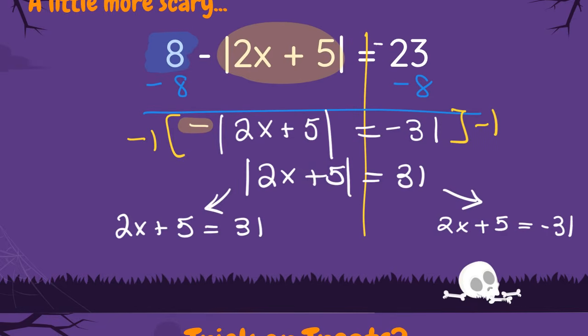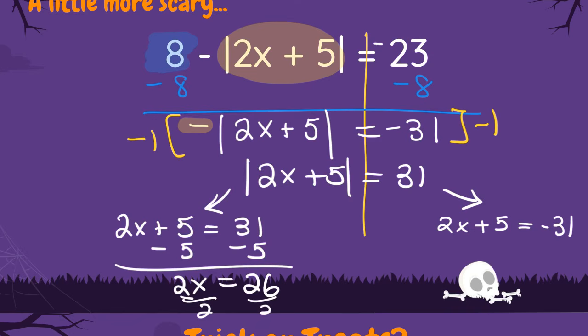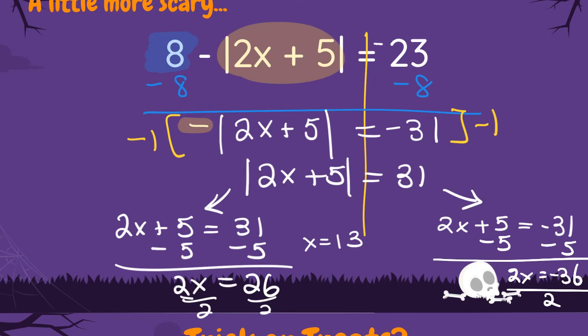Do a little more math here. That means I'll subtract 5 on this side. I get 2x equals 26. Divide by 2 and get x equals 13. Gosh, did I do that right? It just seems wrong for some reason, but okay. And then on the other side where I have negative 31, I'm going to subtract 5. That's going to give me 2x equals negative 36. I'll divide by 2. Jeez. X equals negative 18. So my two solutions to this one are 13 and negative 18.